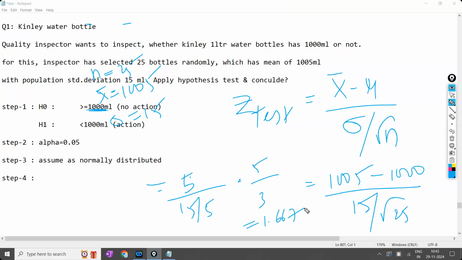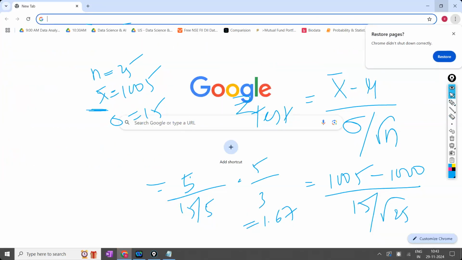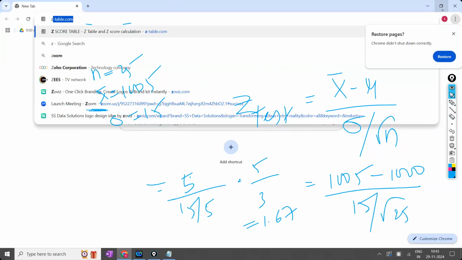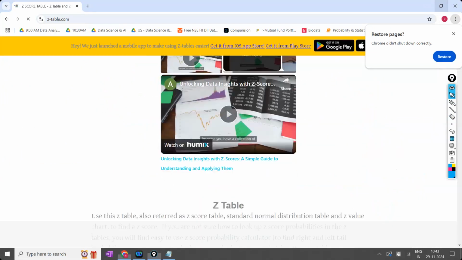Now open the Z table. In the Z table, you tell me, for 1.667, what is the probability value from the Z table? Okay, I'm going to open the Z table here. We have to take the Z table up to a round figure of 2 decimals. I'm making a round figure of 2 decimals on ztable.com. Now for 1.67, what is the probability?